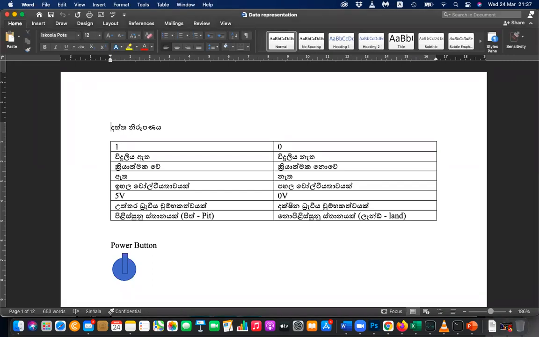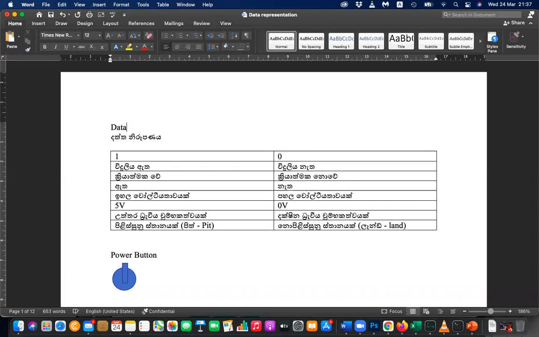Please write the heading, this data representation. I have already released the Sinhala medium one, so that's why this note is there. But for the English medium students, please write the heading data representation.